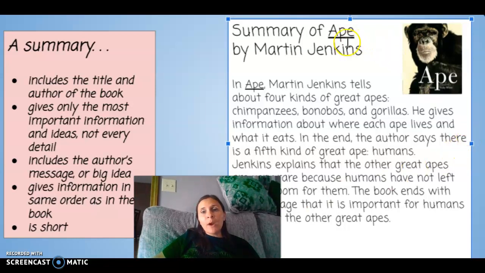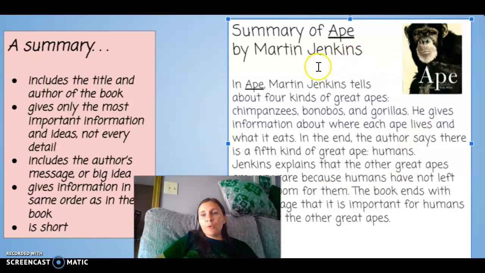And as a class, you probably wrote a summary of the book Ape. So for your independent reading time today, I want you to finish up a nonfiction story that you have been reading, or get a nonfiction story that you have already read, and I want you to write a summary about that nonfiction story. Remember all of these points over here that we just discussed that a summary should include, and include those things in your summary.